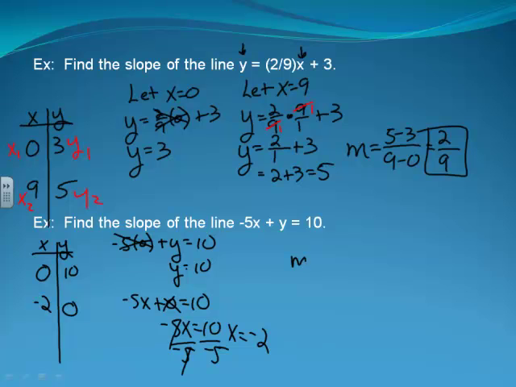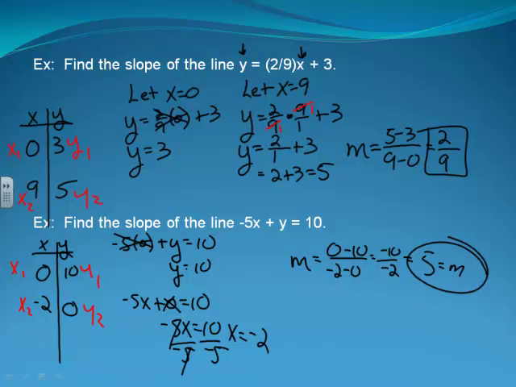Use your slope formula. Let one of those points be x1, y1. Let the other point be x2, y2. Plug those values in. y2 minus y1 would be 0 minus 10. x2 minus x1 is negative 2 minus 0. And we get negative 10 divided by negative 2. Negative divided by negative is a slope of positive 5.